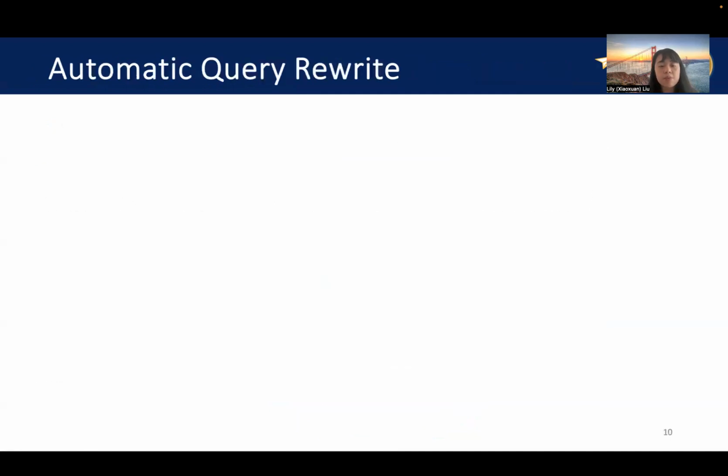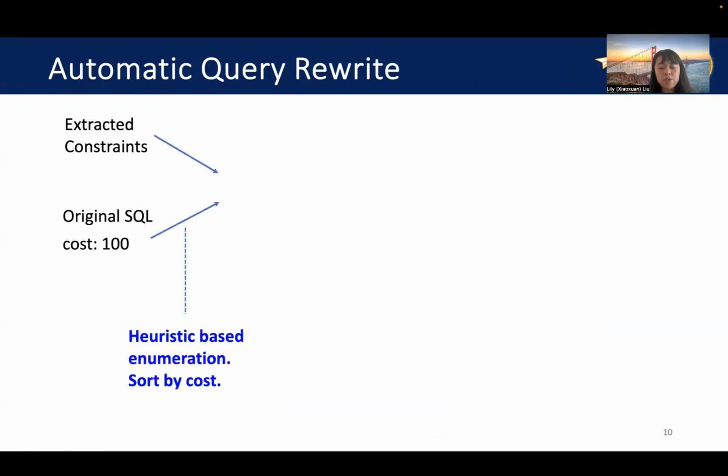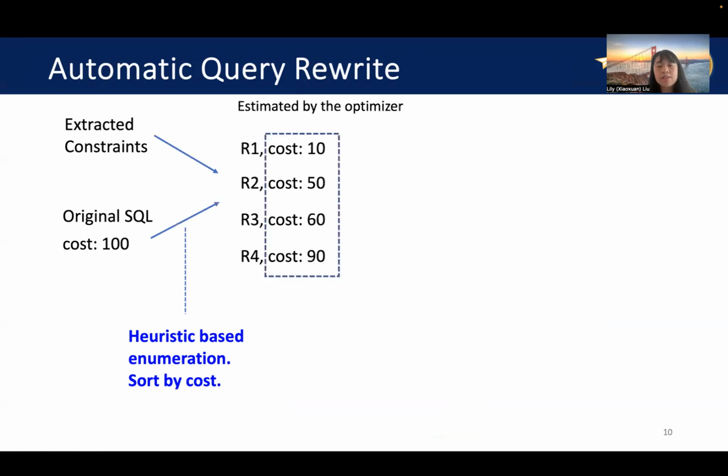And the last type of optimization we do is query rewrite. Given the extracted constraints and the original SQL, Coco will use some heuristics to enumerate all the potential rewrites and sort them by cost. The cost is estimated by the optimizer. One thing I want to emphasize here is that the enumeration does not guarantee correctness. It's possible that those query rewrites are not equivalent to the original SQL. So that's why we need the following steps.